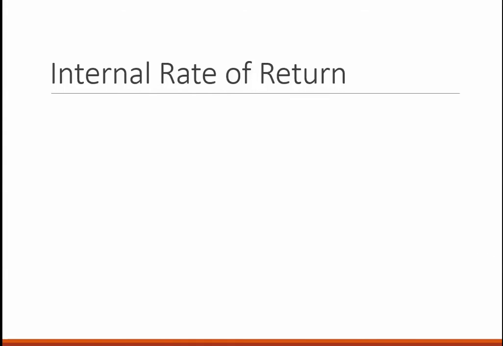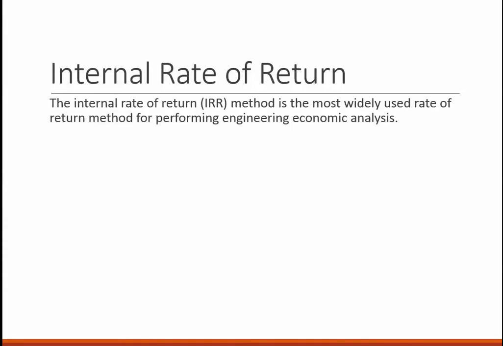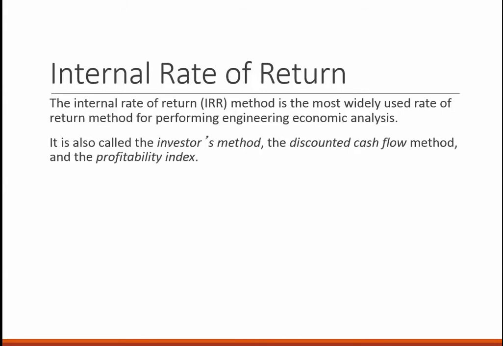It is actually one of the most widely used tools due to the fact that a lot of people recognize what it means. So a lot of people have a hard time understanding what present worth is or what future worth is, or even annual worth. It's confusing when you think, well, is that actual cash that I have, or is that a value? Internal rate of return is a number that is used very often to describe how good or bad a project is. So it is also called investor's method, discounted cash flow method, or the profitability index.